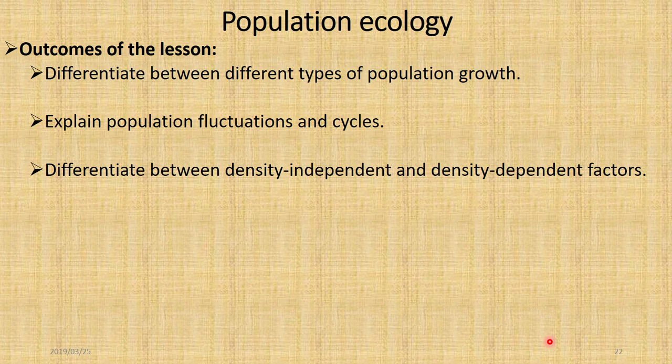All right, what are the outcomes of the lessons, just to recap? Can you describe the differences between different types of population growth? Remember the J-curve shape and the sigmoidal or logistic growth shape. Can you explain what drives fluctuations in populations and cycles within populations? Do you understand the difference between density independent and density dependent factors that influence population sizes?